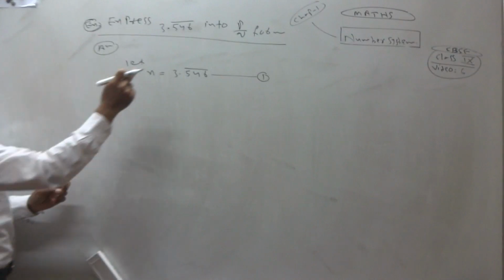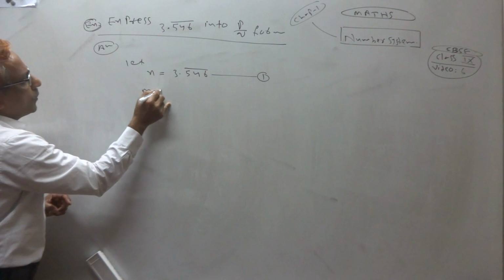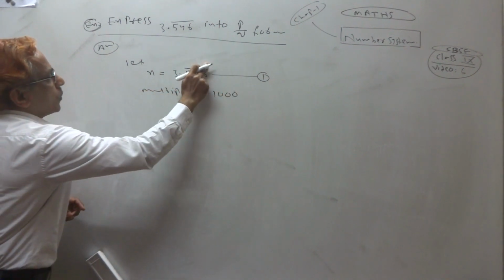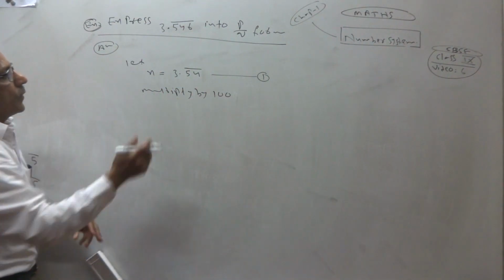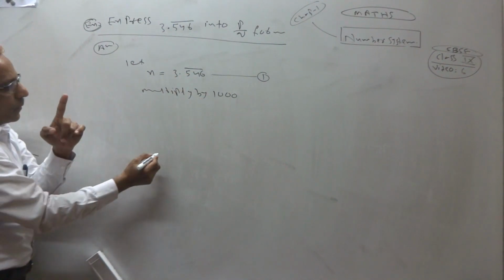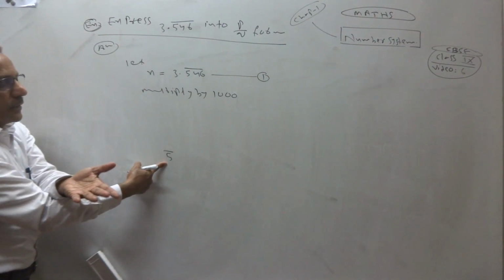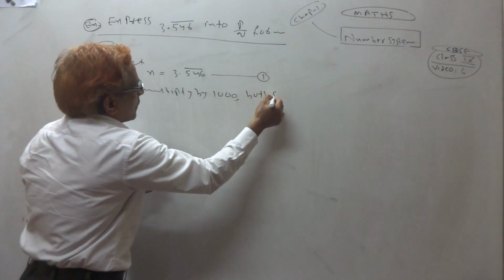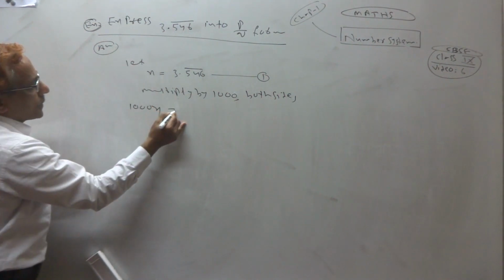Then you see under the bar how many numbers are there. 3 numbers are there. Then you multiply by 1000. If under the bar 2 numbers are there, multiply by 100. If 3 numbers are there, multiply by 1000. If 1 number is there, multiply by 10. The system you understand? So now multiply by 1000 on both sides. Okay? So 1000x is equal to 1000 times 3.546 bar.